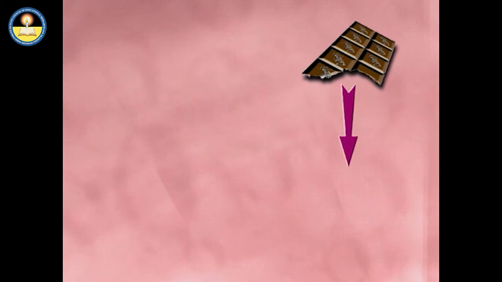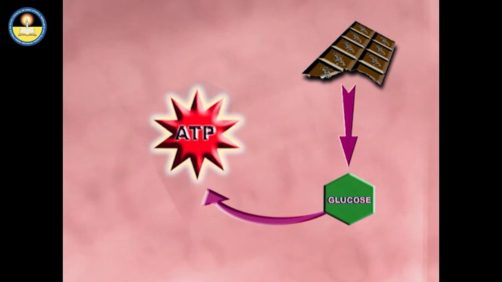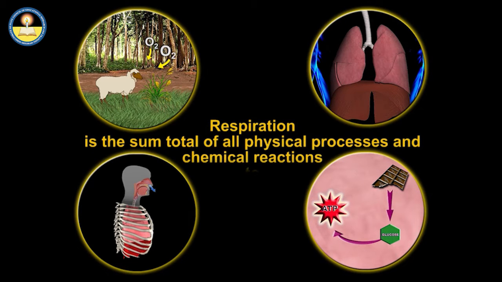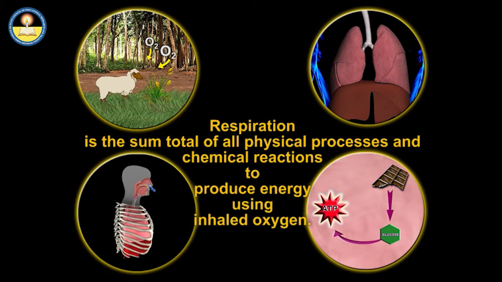Cellular respiration is the sum of chemical reactions that happens in the cells using the inhaled oxygen and glucose obtained as nutrients, resulting in the release of energy. Overall, respiration is the sum total of all physical processes and chemical reactions to produce energy using inhaled oxygen.